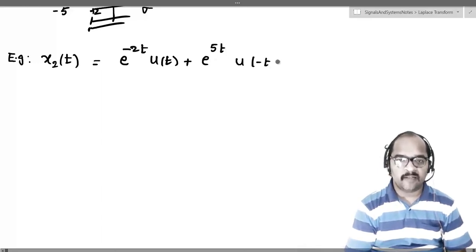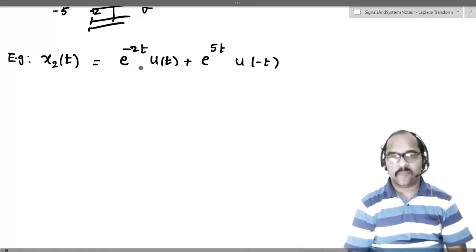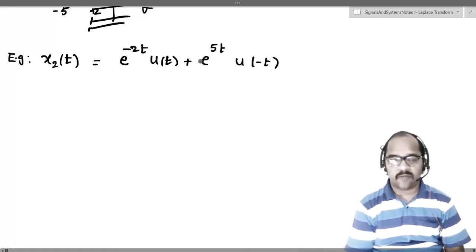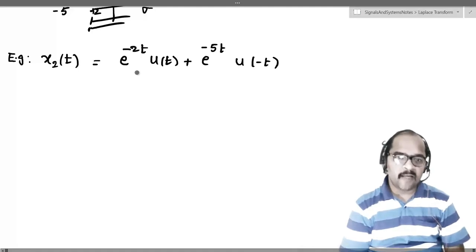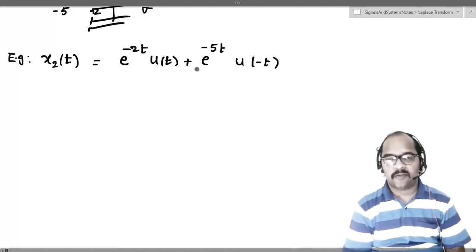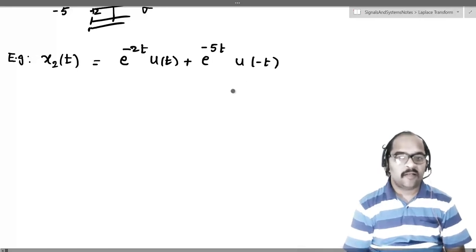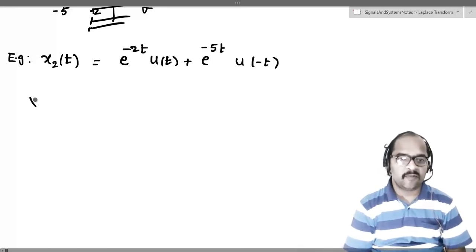u of minus t. So this should be e power minus 2t u of t plus e power 5t u of minus t. Now, I'll take the minus itself here. So what is the signal here? e power minus 2t u of t plus e power minus 5t u of minus t. So what will be the corresponding Laplace transform?